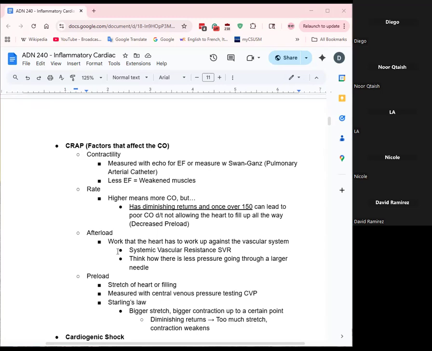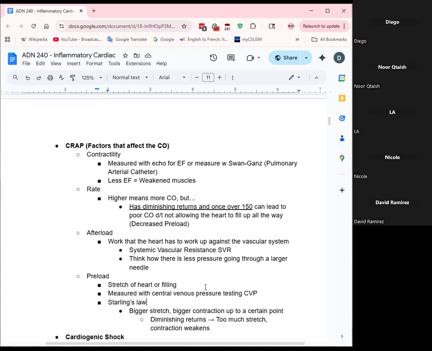And it follows a principle that we're not really getting tested on per se, but they call it Starling's law, which is the idea that bigger stretch of the heart is going to lead to bigger contractions, but this has diminishing returns.